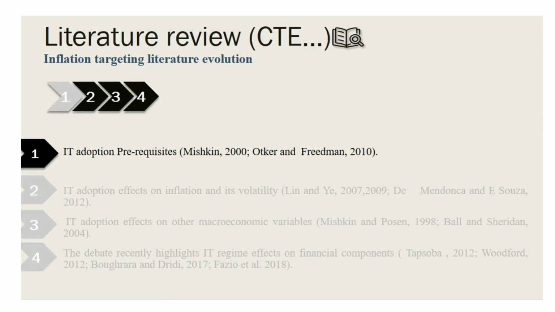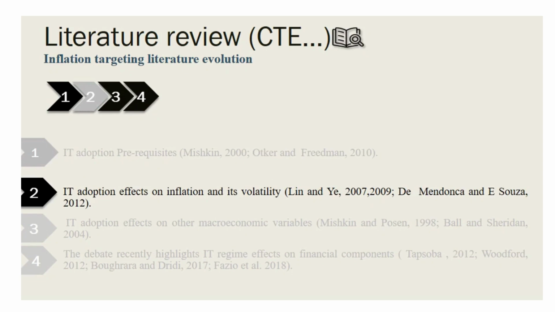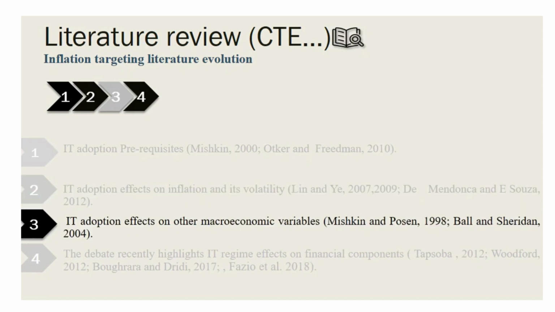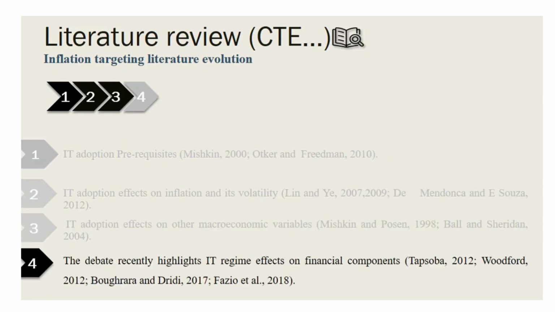When it comes to inflation targeting literature evolution, four branches of literature have been done on inflation targeting. The first debate focusing more on inflation targeting adoption prerequisites. Then debate moved to inflation targeting adoption effects on inflation and its volatility. The third strand of literature highlighted inflation targeting adoption effects on other macroeconomic variables such as the output. The most recent debate highlights the inflation targeting framework and regime effects on financial components.